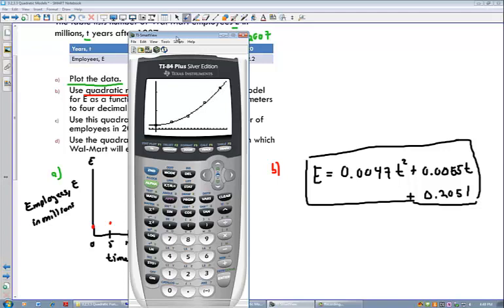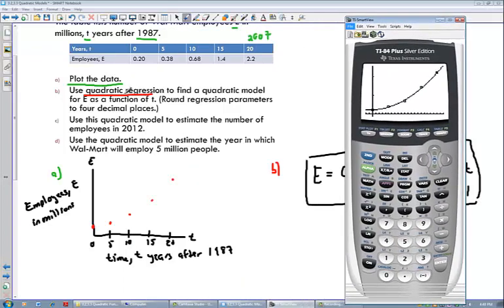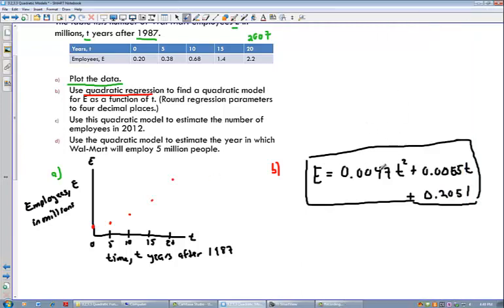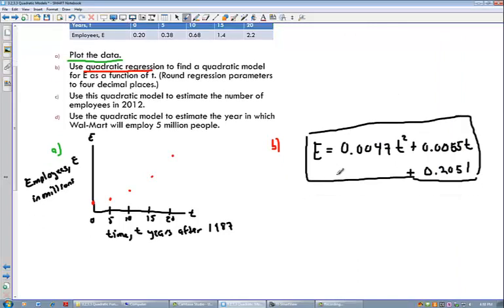All right, so now what we want to do is, over here in part C and D, we want to use this equation we found, this regression equation, the model, and answer some questions. So in part C, it says what? It says use this quadratic model to estimate the number of employees in the year 2012. So 2012, is it employee stuff or time stuff? And obviously it's time stuff.